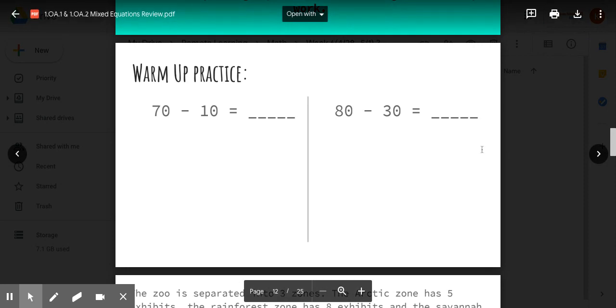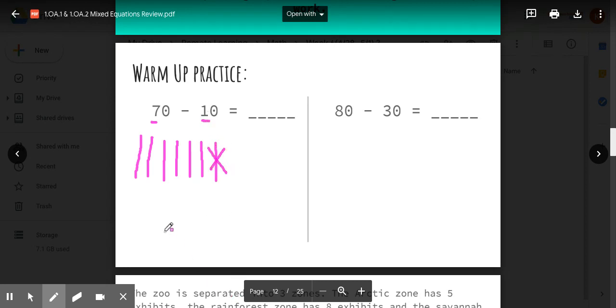Let's do 70 minus 10 together. First, I'm going to start out by representing 70 using 10 sticks. 1, 2, 3, 4, 5, 6, 7. In the number 70, we have 7 tens and no ones. 10, 20, 30, 40, 50, 60, 70. Now I'm taking 1 ten away.